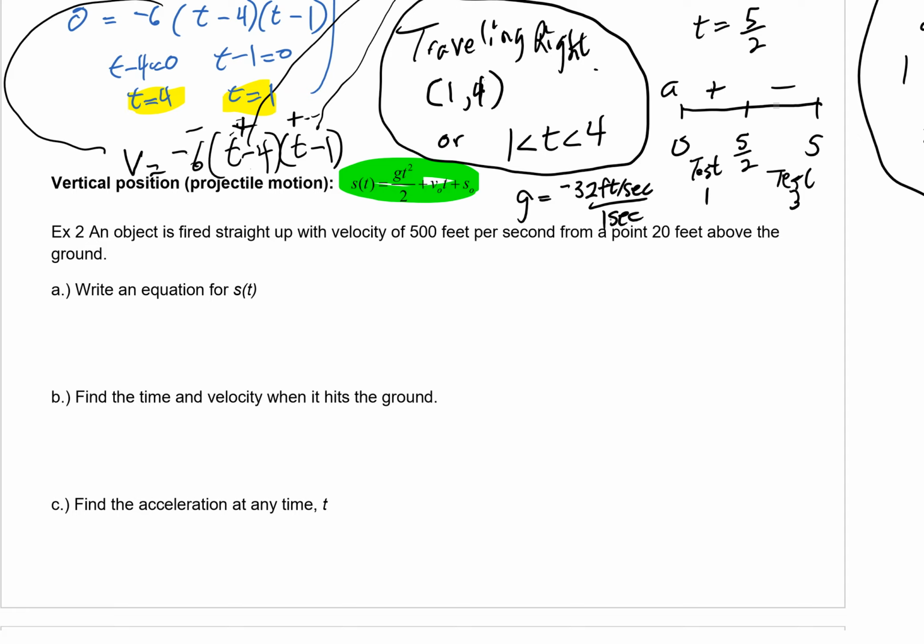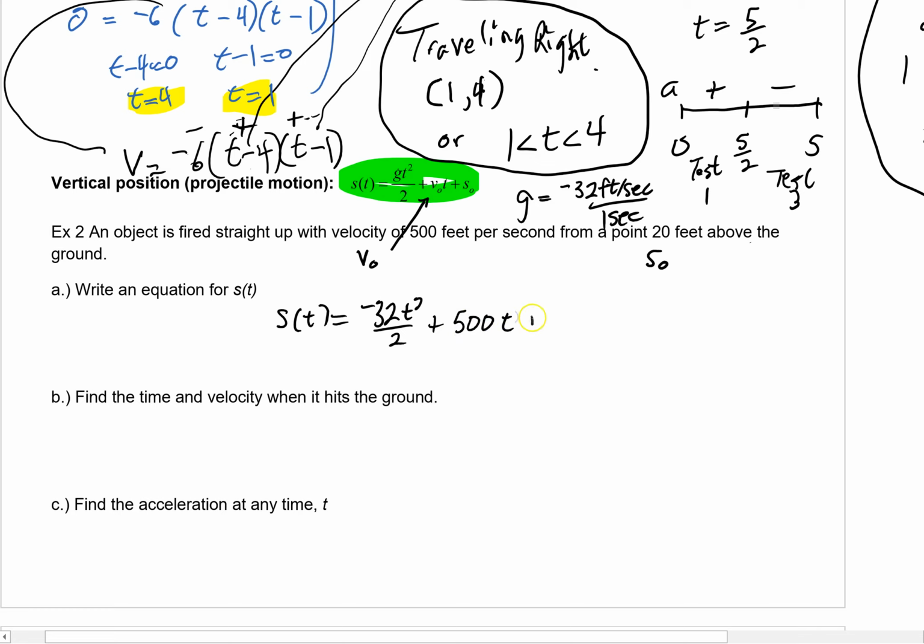So an object is fired straight up with this beginning velocity, that's v naught right here, 20 feet above the ground. That's your initial position. So write an equation for s. Let's see if we can do that real quickly. s of t would be your g, which is negative 32, t squared all over 2. What's your beginning velocity? Well, that's 500, isn't it? And then what's your beginning position? That's 20.